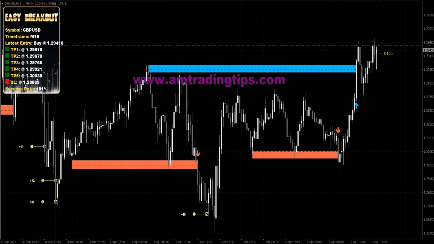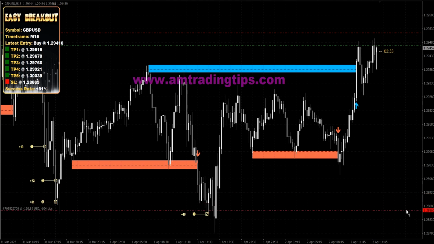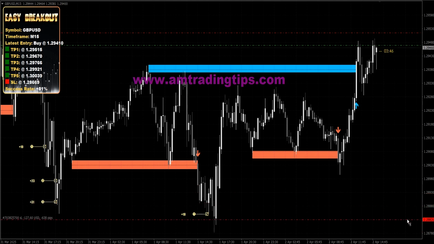Risk management. Always protect your account by risking only 1 to 2% per trade. This keeps your trading safe even during tough market conditions. Best time frames and assets. The good news is, you can use this indicator on any time frame and asset. Whether it's Forex, gold, crypto, or stocks, it's incredibly versatile.